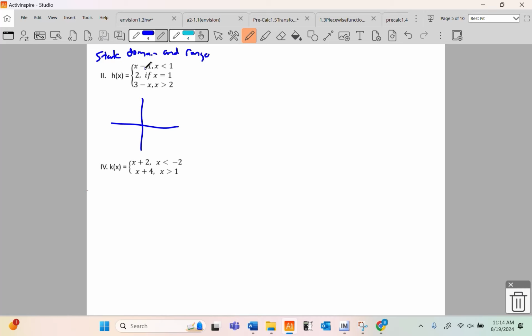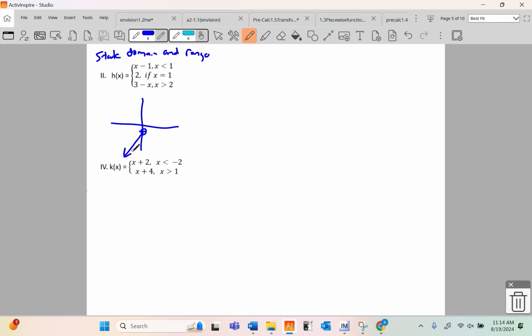This says x minus 1 if x is less than 1. So if I plugged in a 0, I would get negative 1. I put a hole there. If I plugged in a negative 1, I would get negative 2. If I plugged in a negative 2, I would get negative 3. This is doing that. It's getting smaller, all right?